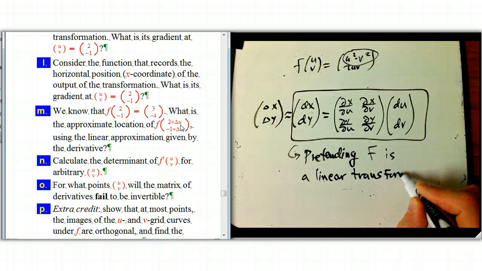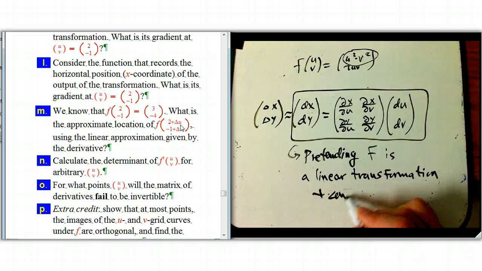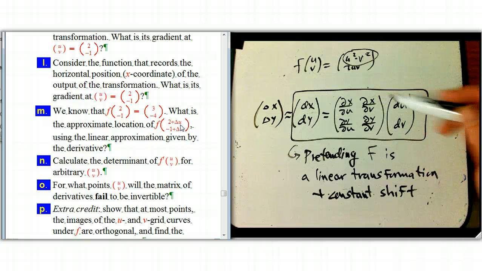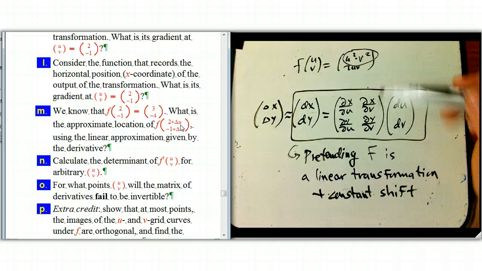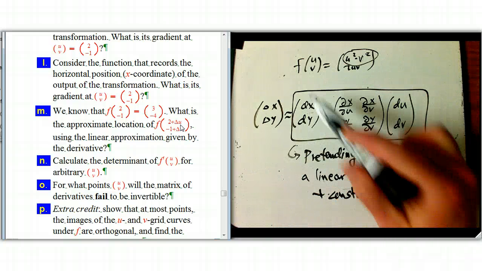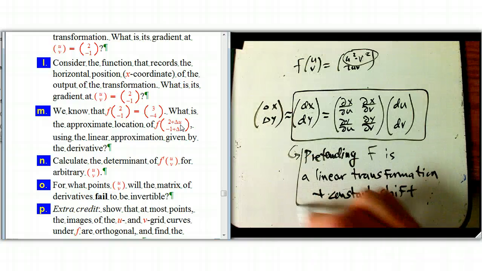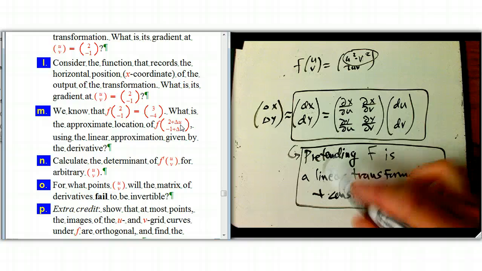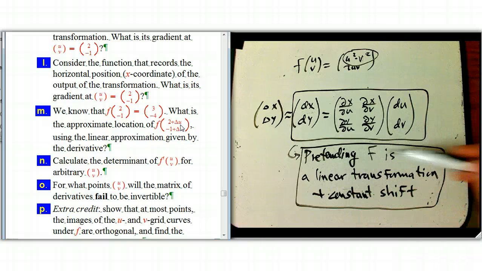And I should be a little bit careful. A linear transformation plus a constant shift, because the origin doesn't go to the origin for f. But that's where that was the plus 3 comma minus 4 bit. But in terms of changes in the input variables and changes in the output variables, this is the essence of all differential calculus from AB, BC, multivariable, whatever, pretending that f is a linear transformation plus a constant shift. Okay, so that's pretty cool.